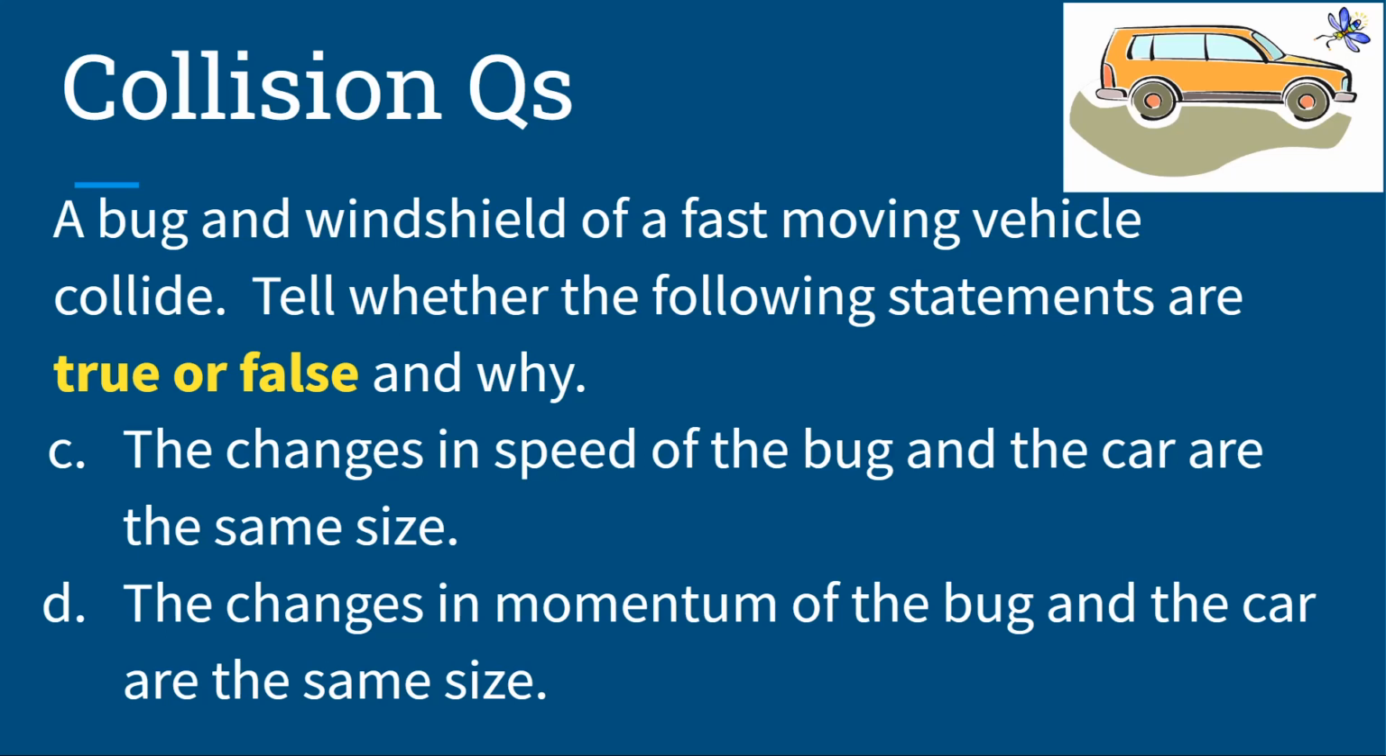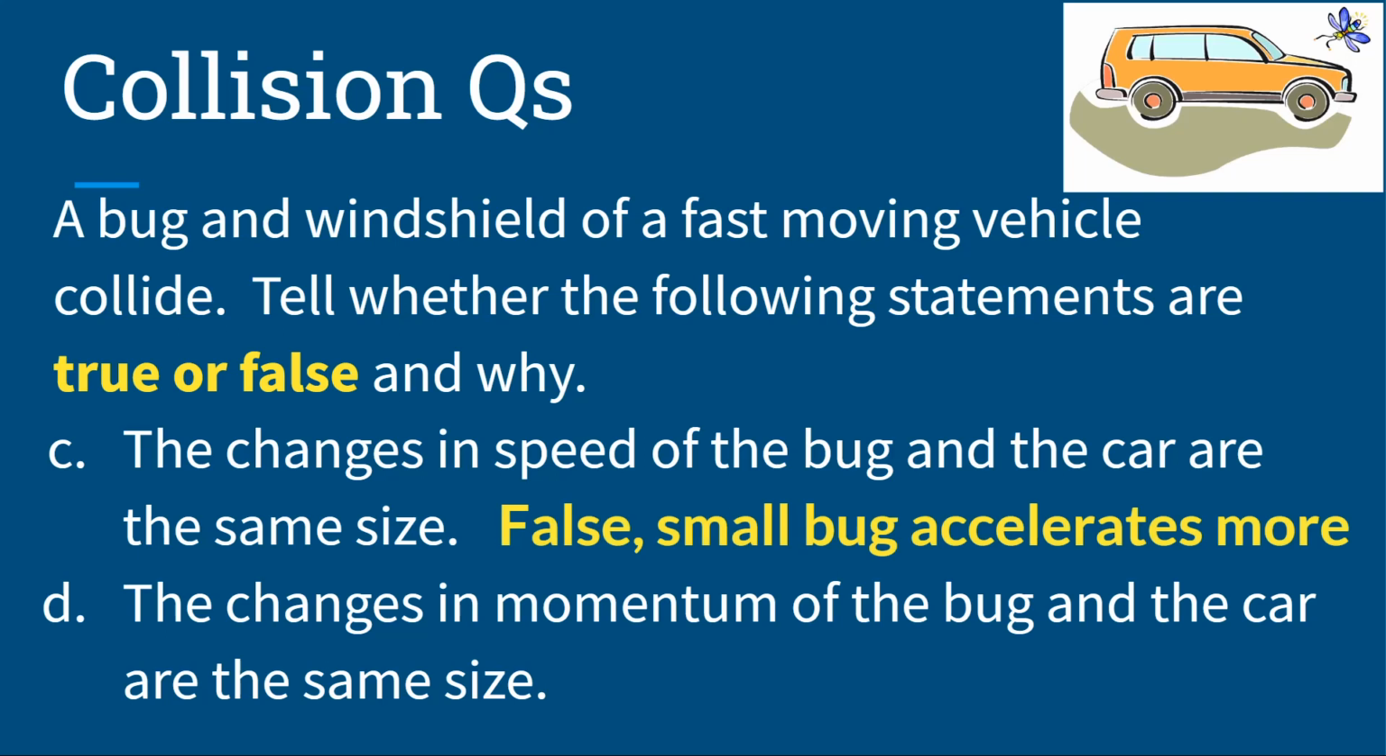The changes in speed of the bug and car are the same size. Is that true? No. Drew shakes his head no. Okay, that is not a true statement. Because they have different masses, they will have different accelerations, and they will therefore have different changes in velocity for that same time period that they're experiencing it. Whichever one has less mass is going to accelerate more. The bug is going to accelerate more.